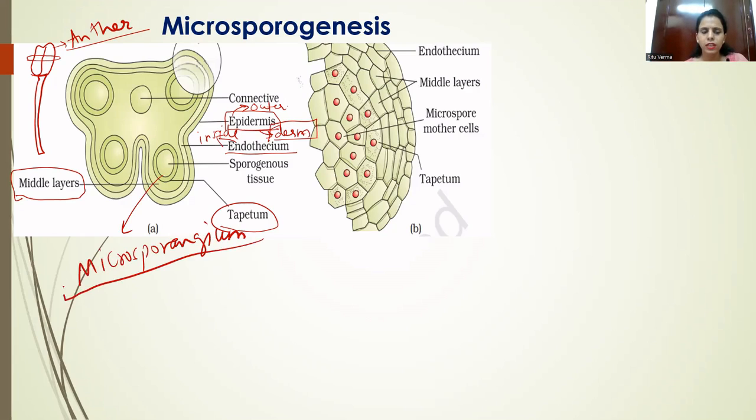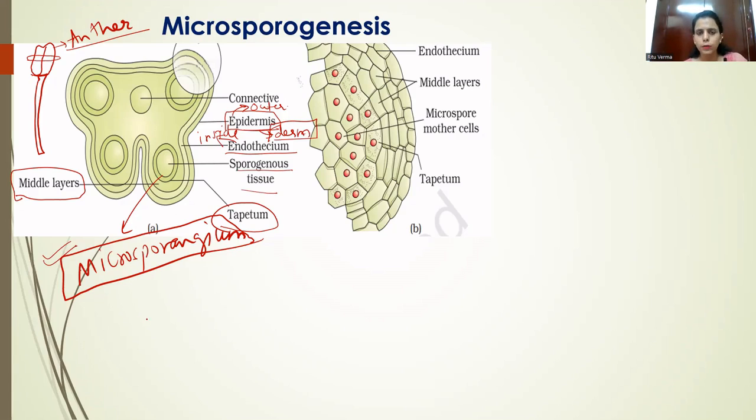microsporangium. As we have already discussed in the previous videos, the anther of most angiospermic plants is dithecous. Inside this dithecous anther there are cavities present, and these cavities form 4 microsporangia. So a dithecous anther always has 4 microsporangia. The term microsporangium is singular, and microsporangia means plural. This microsporangia is filled with cells, and these cells together form sporogenous tissue.